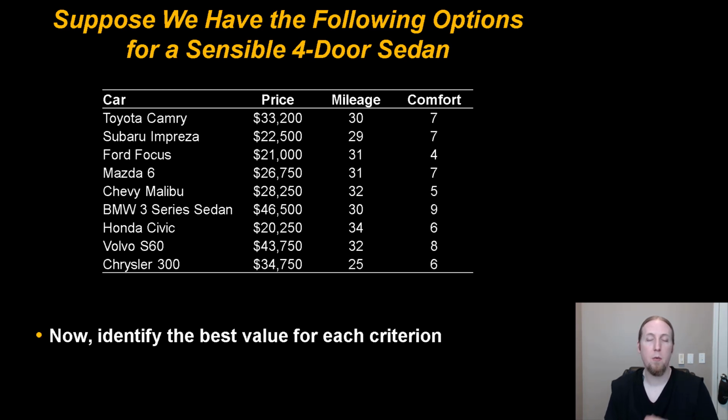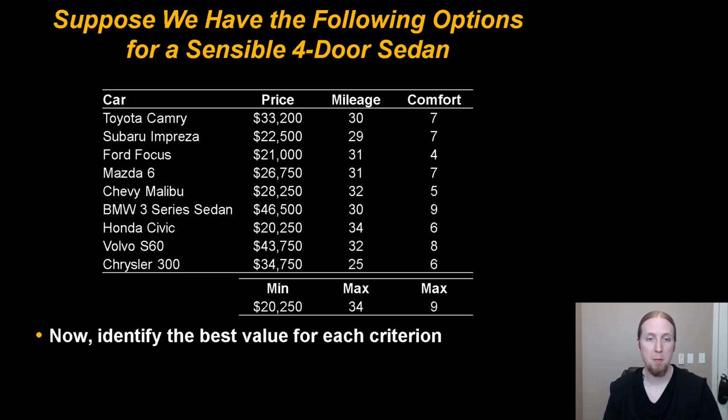Next, we want to identify what's the best value for each one. On price, we want to minimize that. So our minimum value is our $20,250 Honda Civic. For mileage, we want to maximize that quantity. And so again, the Civic is the best option. And then for comfort, we've rated each one on a scale from 1 to 10. This is totally subjective, but in my ratings, I have a 9 assigned to the BMW 3 Series sedan, and that's the most comfortable option.